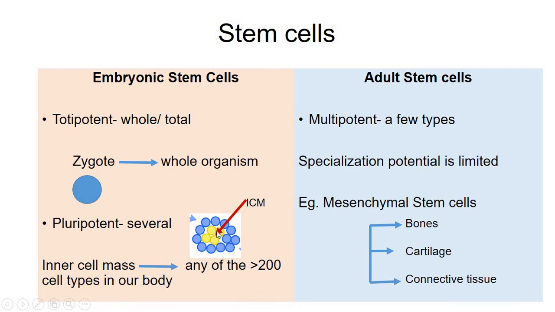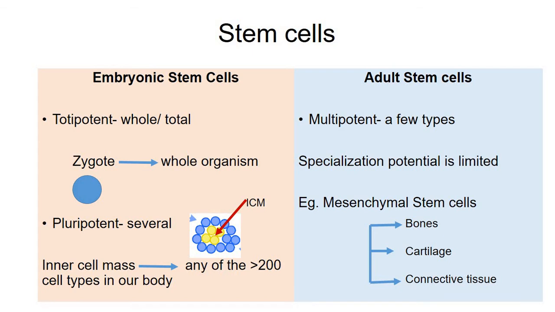So these are pluripotent cells. Together, this whole zygote is totipotent. There are some adult stem cells as well, for example bone marrow cells. These are called multipotent, so they can give rise to a few types of cells. They are not pluripotent, they're not totipotent, but they're multipotent.